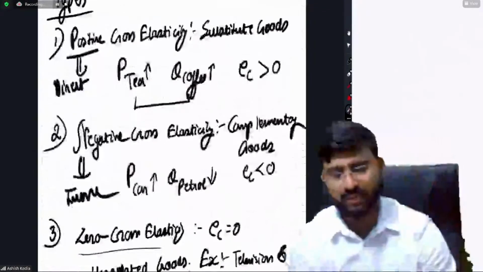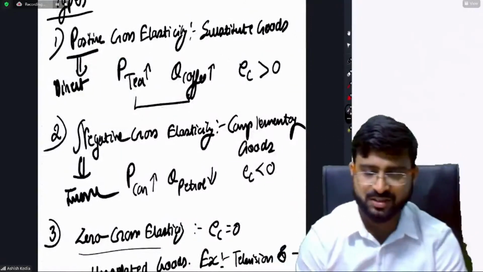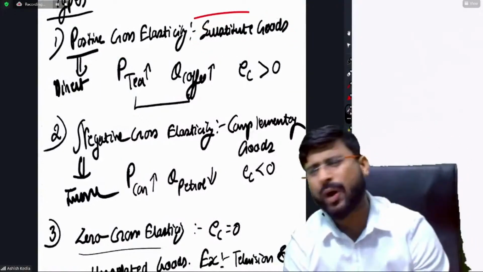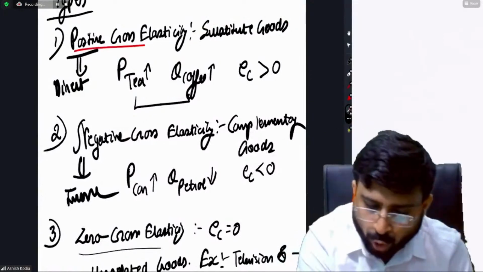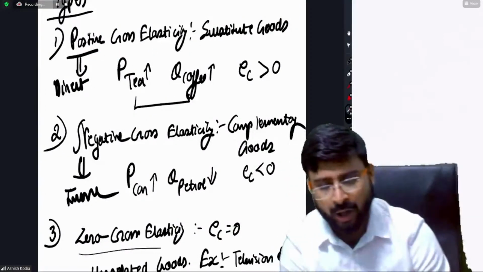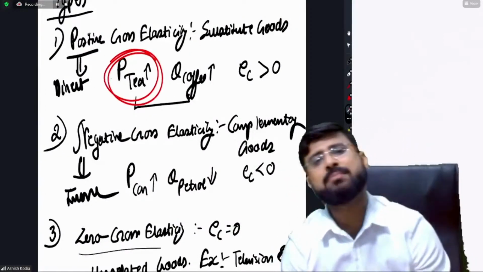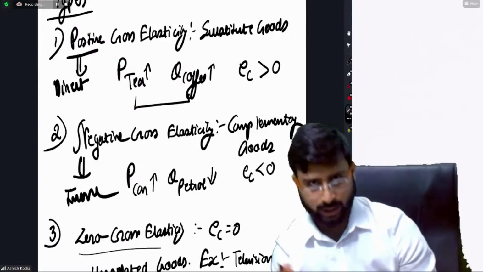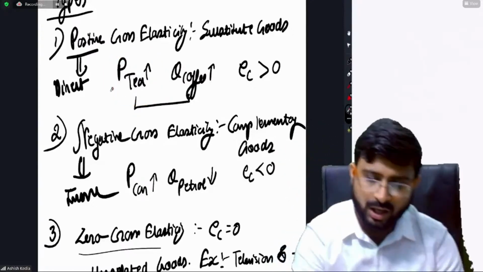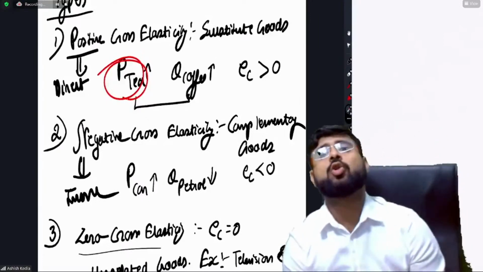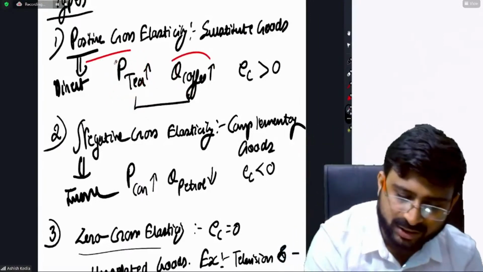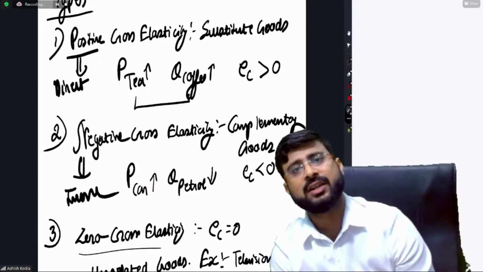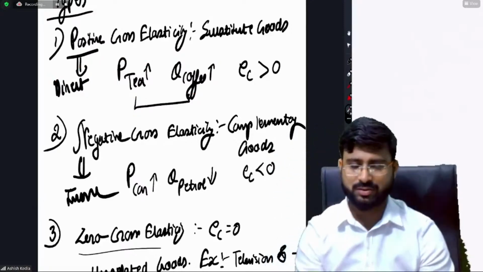Cross elasticity of demand is of three types. Positive cross elasticity for substitute goods. Why sir? सब्स्टिट्यूट गुड्स में क्रॉस इलास्टिसिटी पॉजिटिव होता है. क्यों? आप लोग सोचिए, अगर चाय का दाम बढ़ेगा तो कॉफी का डिमांड क्या होगा? बढ़ेगा ही ना. इसे हम लोग पॉजिटिव क्रॉस इलास्टिसिटी कहते हैं. This is referred to as positive cross elasticity.